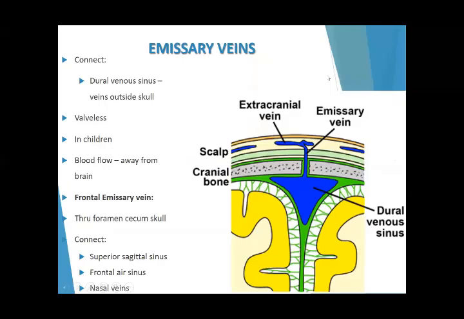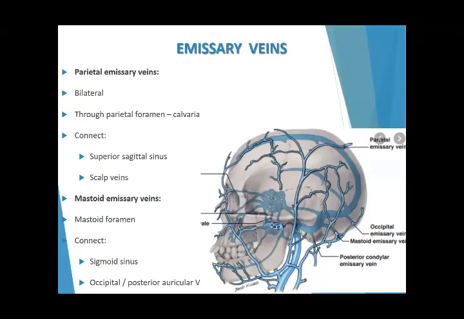Okay. Now this foramen cecum connects the superior sagittal sinus to the frontal sinus, frontal air sinus, plus the nasal cavity. In those veins of the nasal cavity and the frontal sinus. Then you have a parietal emissary vein. Yeah, parietal bone vein. You have an opening in the parietal bone. यहाँ पे ये इधर parietal emissary vein होगी. These veins are bilateral. These emissary veins are one on either side through the parietal bone.